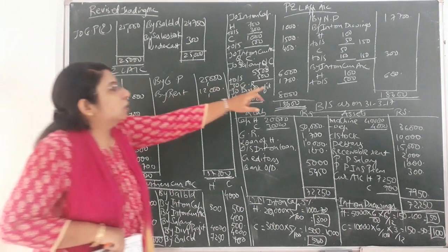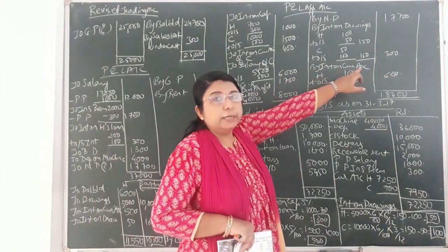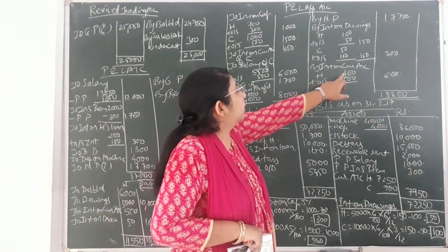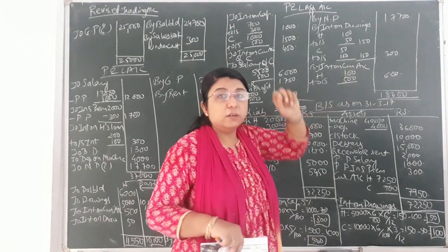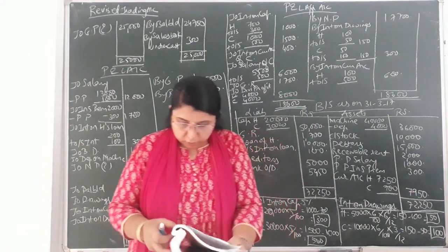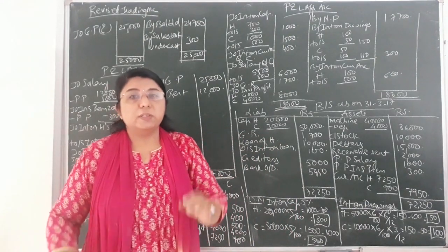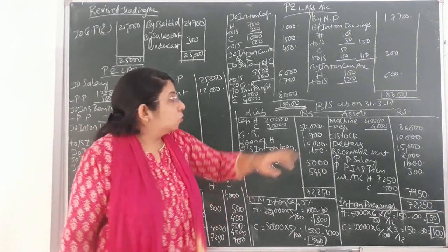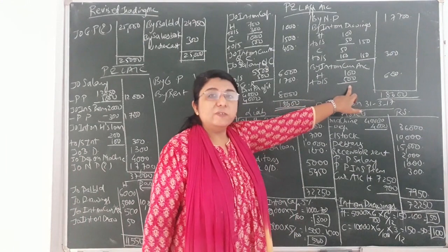Okay, you can see in the P&L appropriation account credit side, in the inner column of Harsha, I have written 100, because you can see in the trial balance the effect is already given to you, that is of interest on current account of Harsha, that is 100. It means 100 was already paid. So outstanding would be only rupees 500.